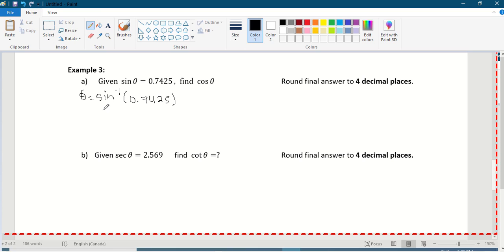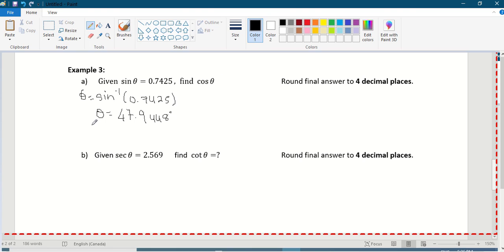So theta we will get, we punch in the calculator sin inverse 0.7425. We get 47.945. We get 47 point, so angle wise we get roughly 47.9448 degrees. That's not what we are asked for. We are asked for cos theta.